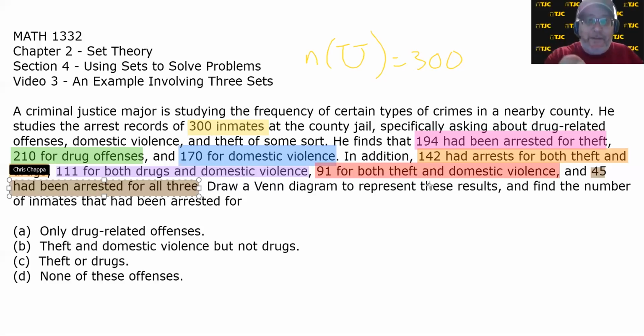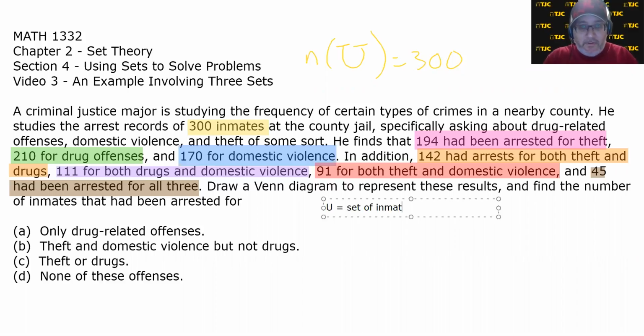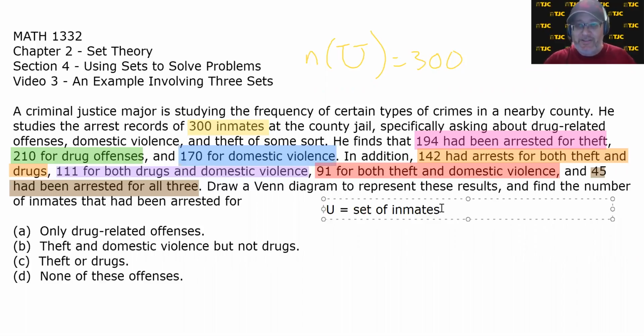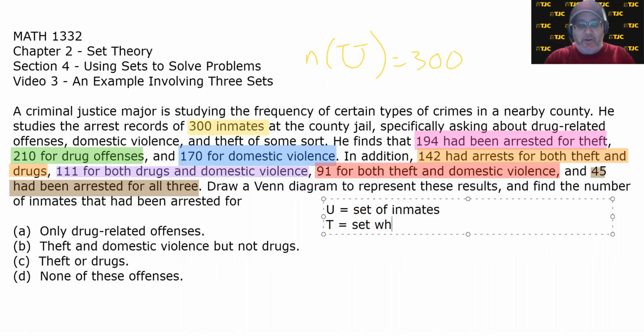I've kind of implicitly defined the universal set already, but let's explicitly say that is the set of inmates. We can write this. This is going to be all words. That our universal set is the set of inmates. We could be more specific, the set of inmates whose arrest records were studied, but we'll just say it's the set of inmates. And since we're talking about those who've been arrested for theft, we'll say T is the set who were arrested for theft.